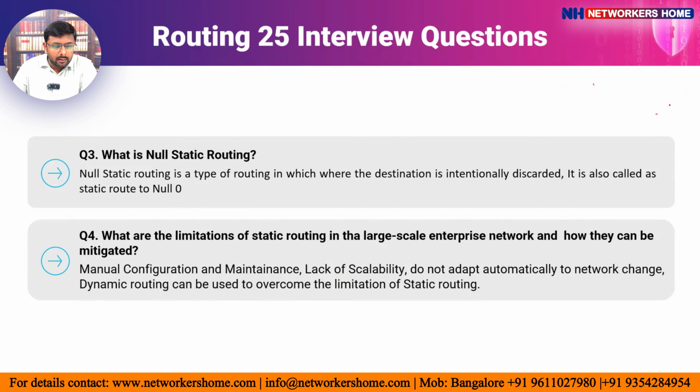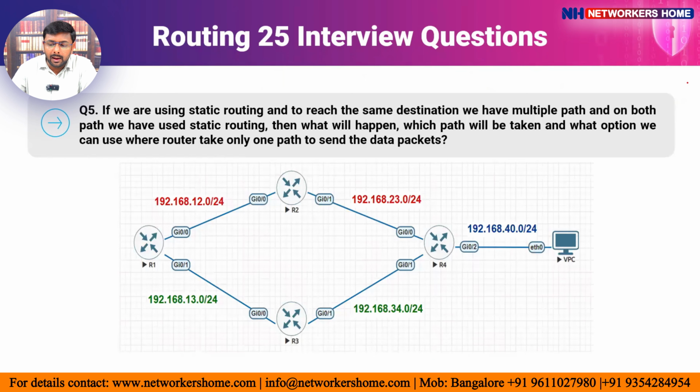Next, the fifth question is based on a topology. Here we have taken router 1, router 2, router 3 and router 4. With router 4, we have taken one PC. Here we have the 12.0 network, here the 23.0 network, here the 13.0 network, here the 34.0 network, and here the 40.0 network.